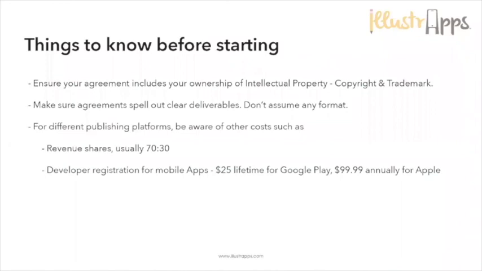Also, for different publishing platforms, be aware of other costs. One of these is revenue share. So Amazon's print-on-demand service that I talked about earlier, where people can buy a print book without you printing out anything, Amazon will do everything for you. Amazon will usually take, I think it's 70% from every sale, and then you get 30%. It varies, but you need to be aware of that.